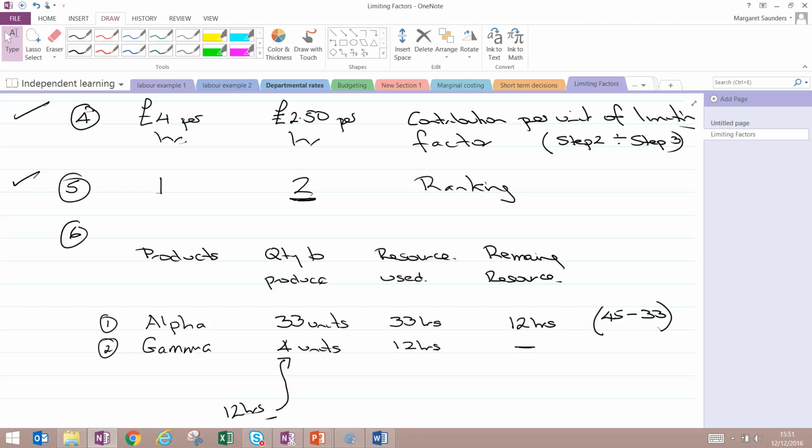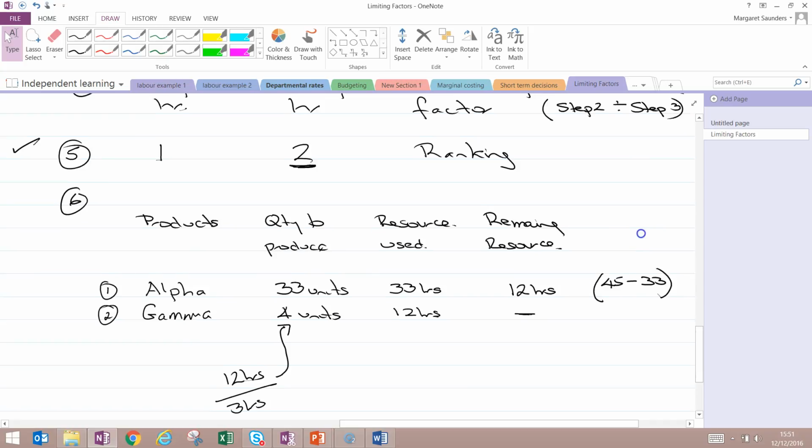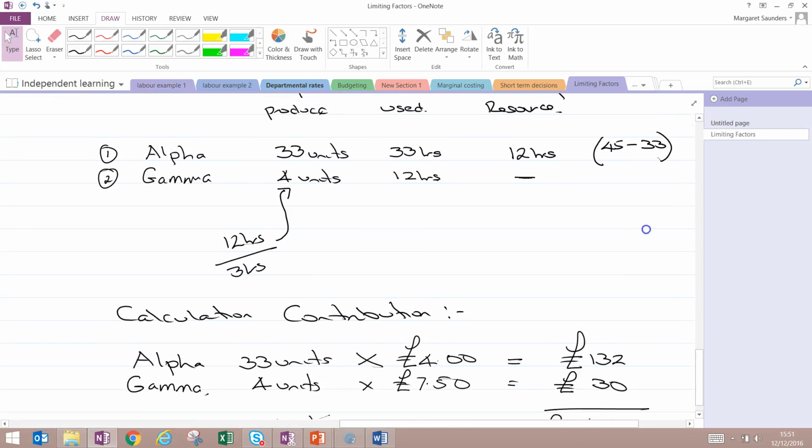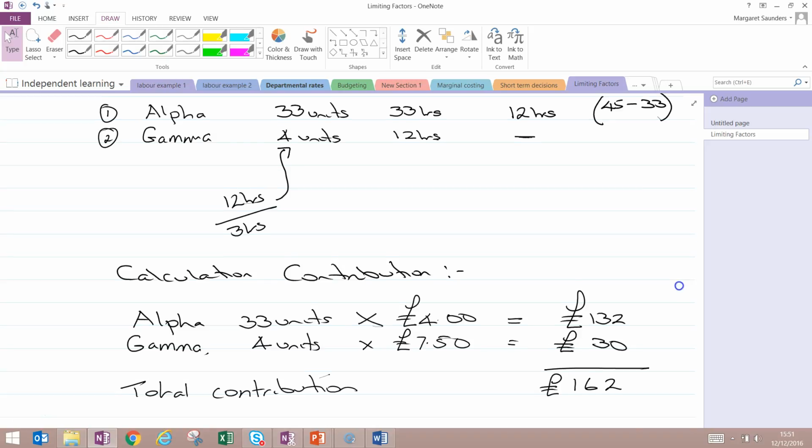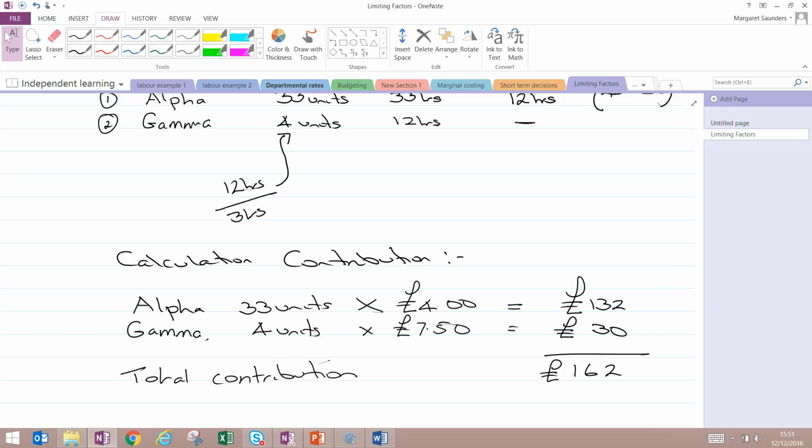And then if a question does ask you to go on and calculate contribution or profit, quickest and easiest way to do that is to work on the contribution per unit method. So I hope that's helpful and will enable you to tackle limiting factor questions.